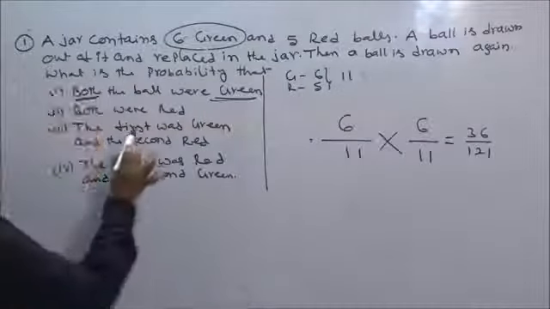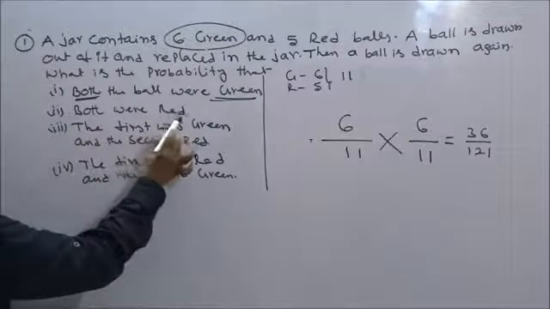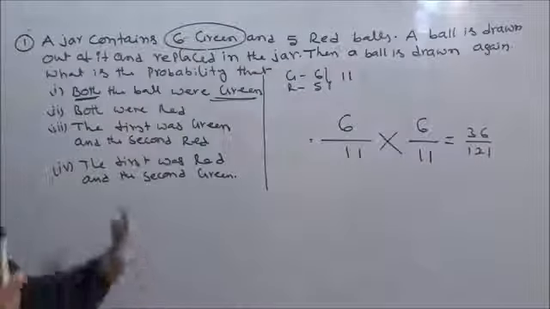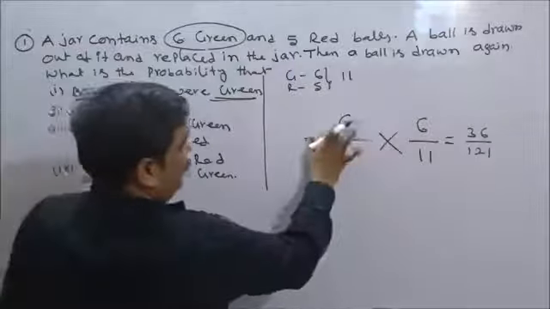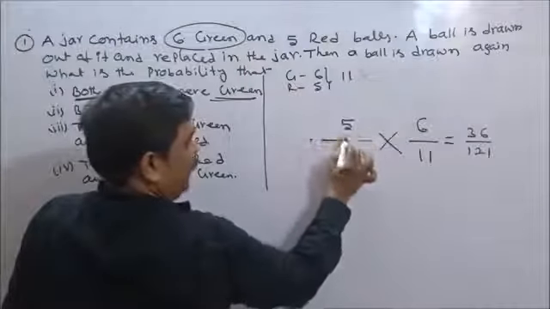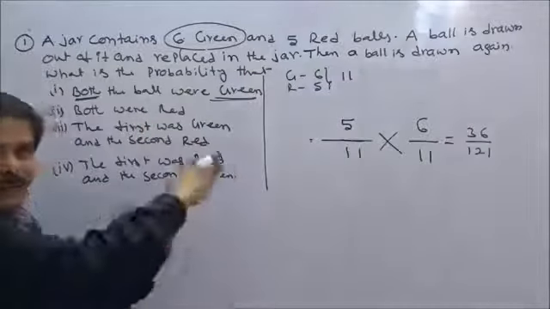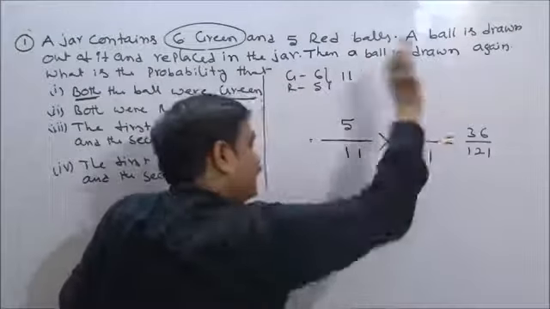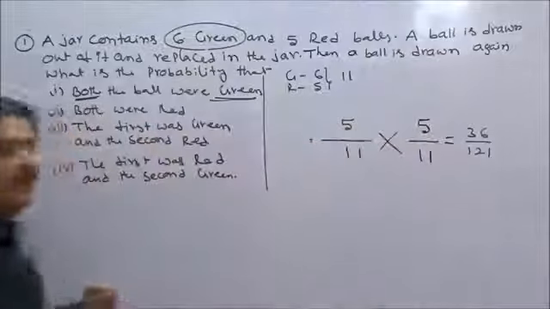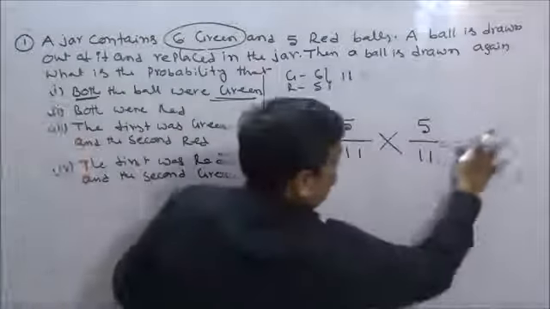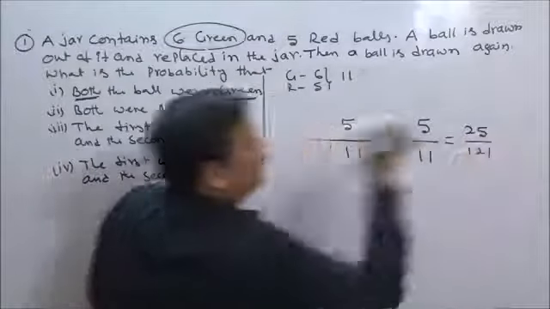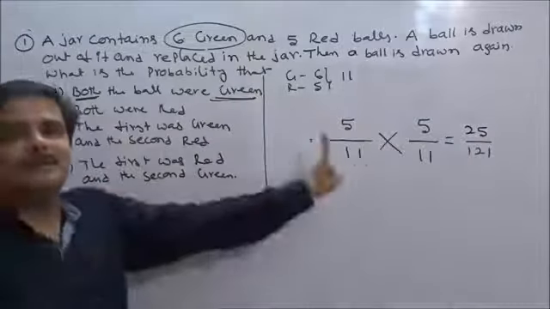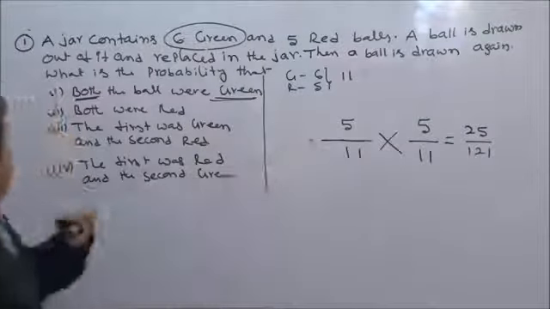So now you try this question. The second one, both are red. Same thing. Both are red means that should be 5 by 11. Right? First activity. Then the ball is being replaced. Then again this should be 5 by 11. So my answer is going to be 25 by 121. As simple as this one. Alright, go for the third question.